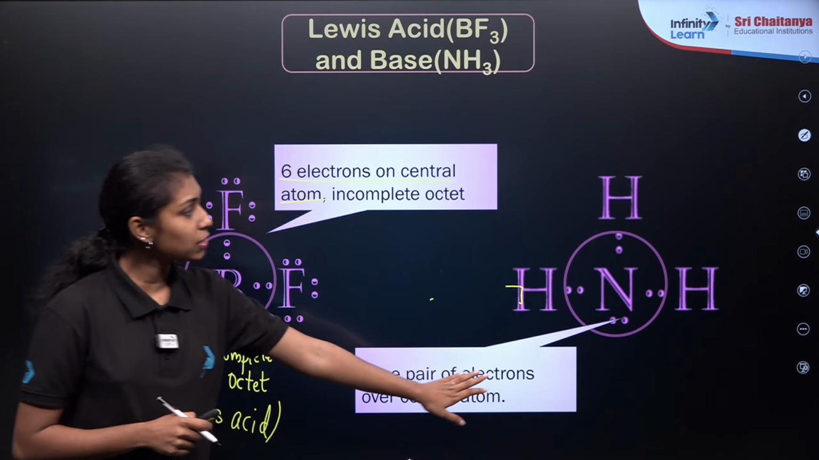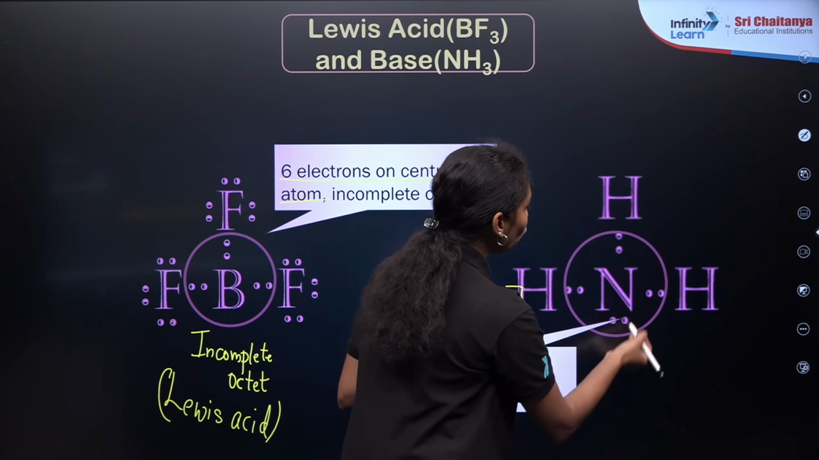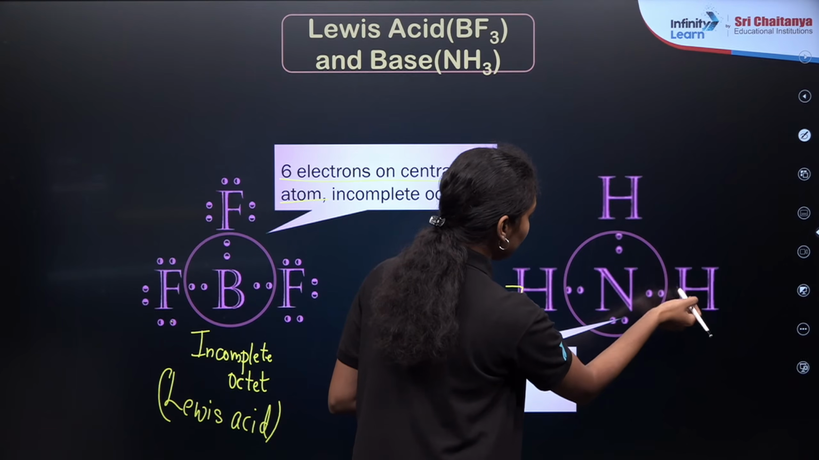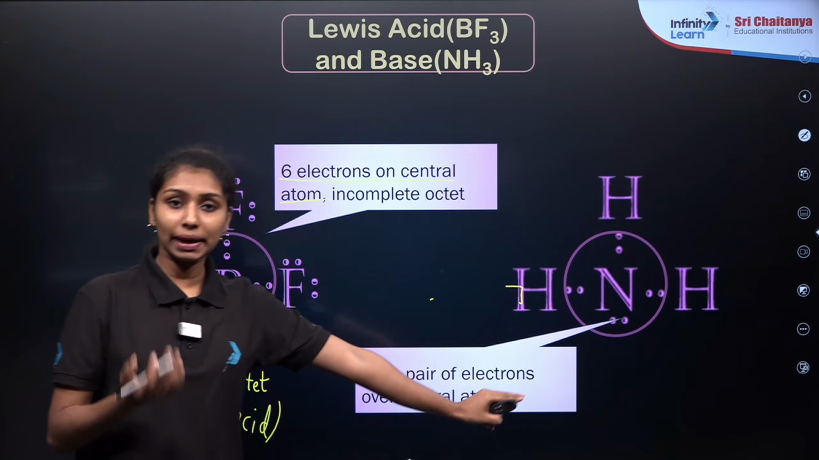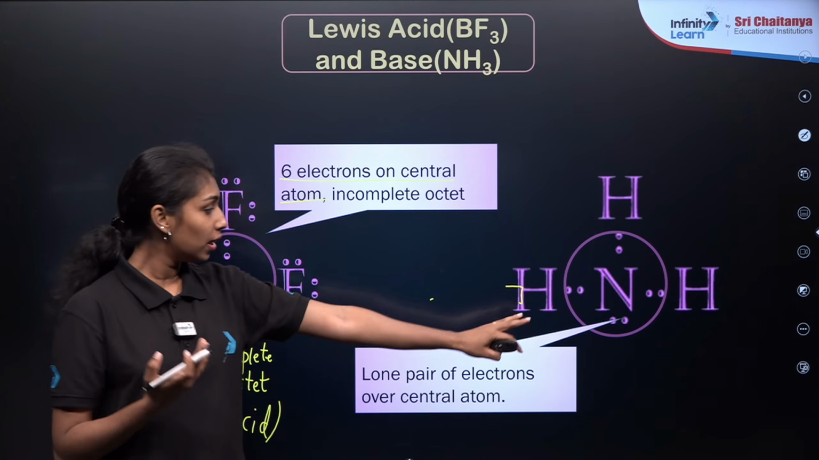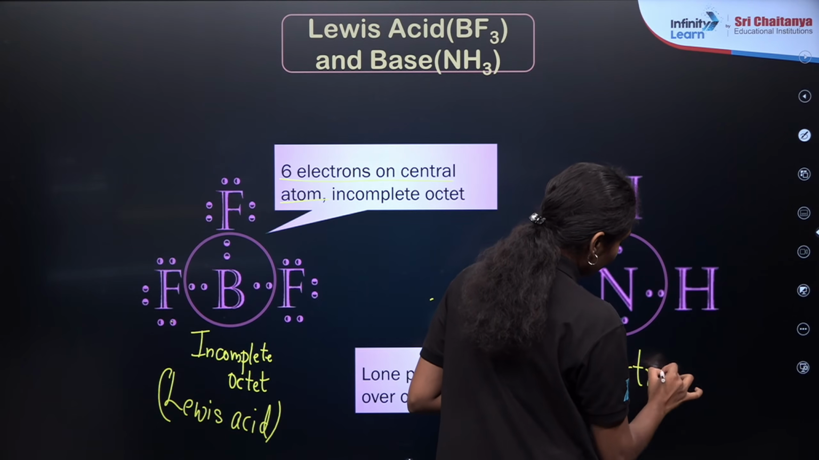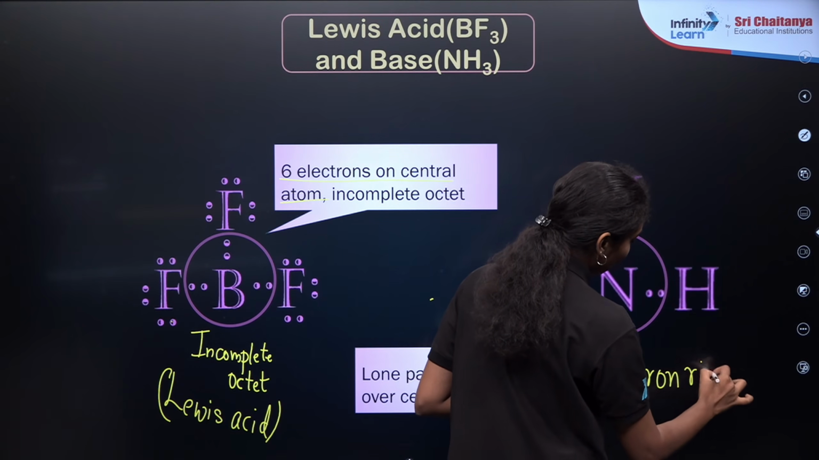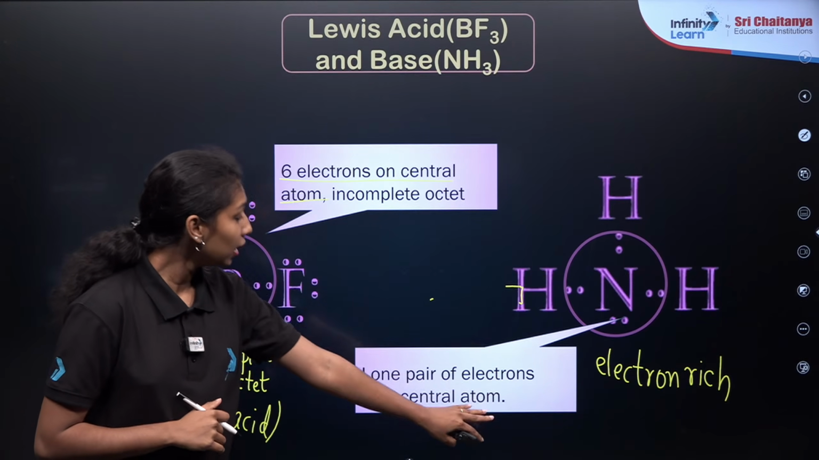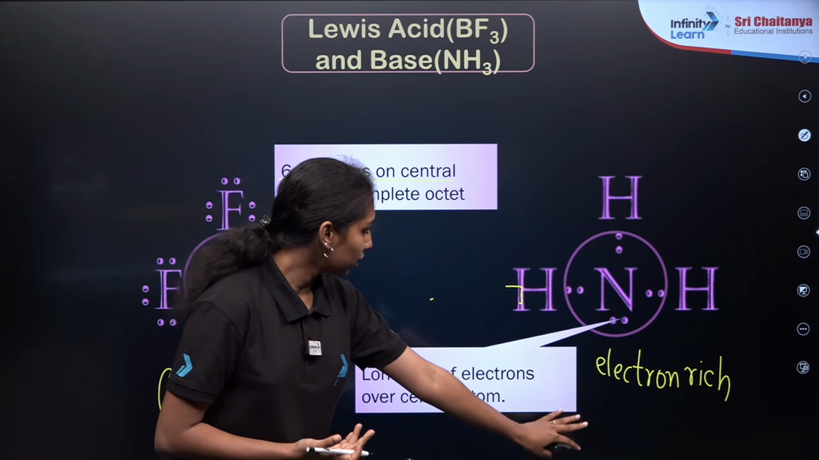Now the next example is the ammonia molecule, right? What you are observing here is that ammonia forms 3 bonds with the 3 hydrogen atoms. One lone pair is present here, which means an extra electron pair is present. So this is an electron-rich substance, and it can easily donate this electron pair. So these are known as Lewis bases. Bases have the tendency to donate electron pairs. Is that clear?